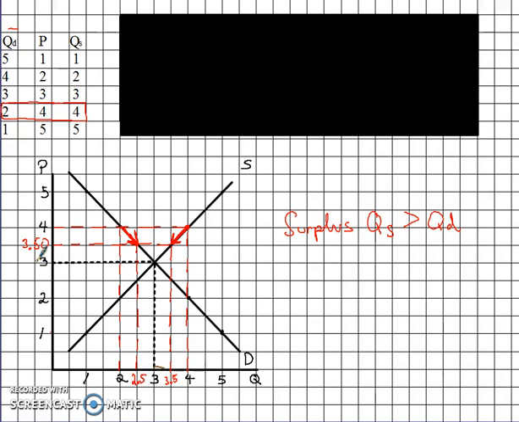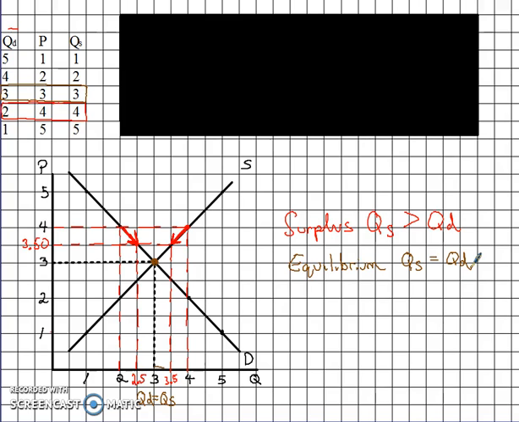Now, what's important at $3? Well, at $3, if we come across, we find that we get to this special point where the quantity demanded is exactly equal to the quantity supplied. At a price of $3, the quantity demanded is exactly equal to the quantity supplied. That is to say, when the price goes to $3, consumers will want to buy 3 units of the good, and producers will bring 3 units of the good to market. There's a special word for that when the price is at that point, and that is called equilibrium. Equilibrium is the price at which the quantity supplied is equal to the quantity demanded.